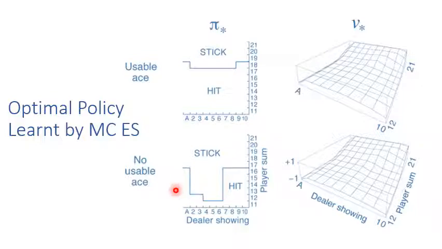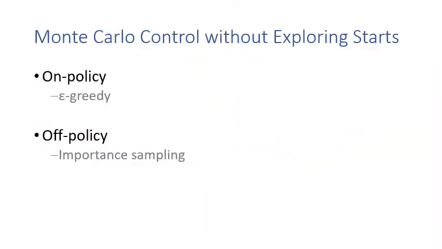If we cannot use the Ace as 11, we use it as 1. And the optimal policy largely depends on the dealer's card. If the dealer's card is small, then we just stick. But if the showing card of the dealer is high, then we should hit until our sum is more than 16, so it's 17 or more. So this is the optimal policy learned by MCES.